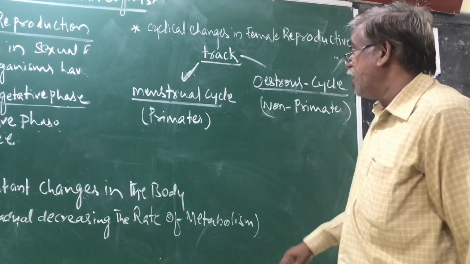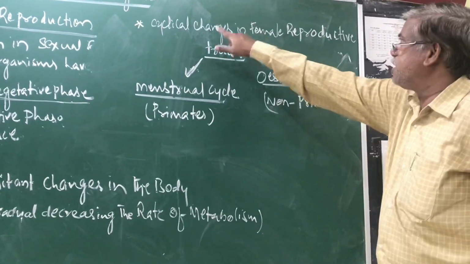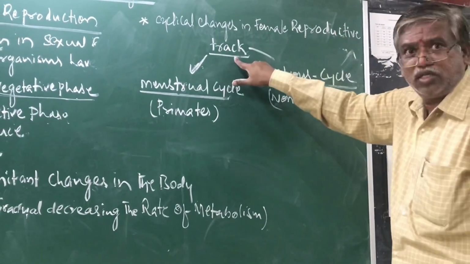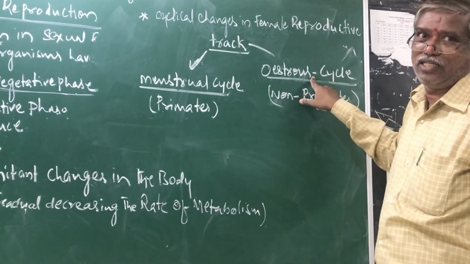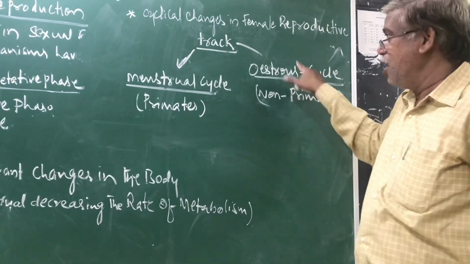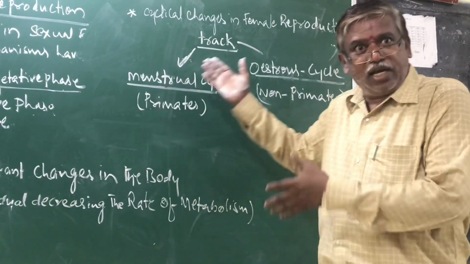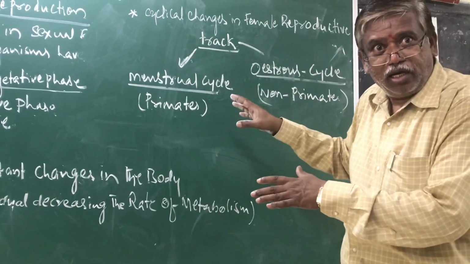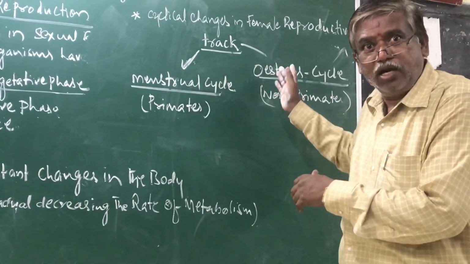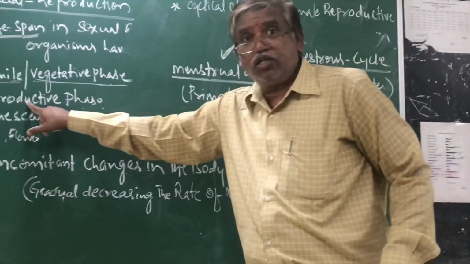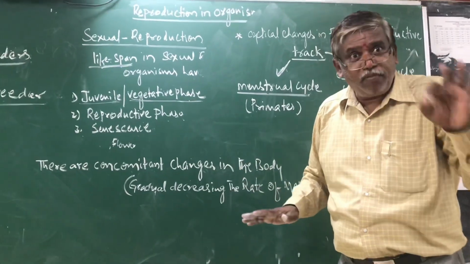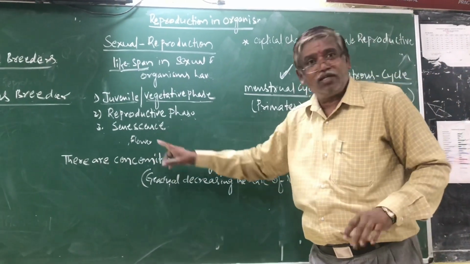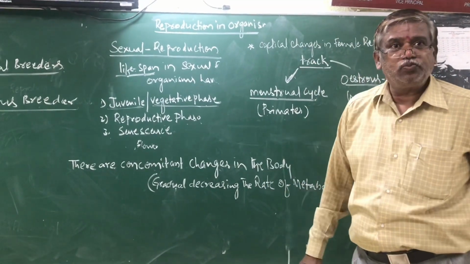Now, the same cyclical changes in the female reproductive tract in non-primates is called the estrous cycle. Either the menstrual cycle or the estrous cycle takes place in the reproductive phase. When a female is entering senescence, the menstrual cycle will stop.